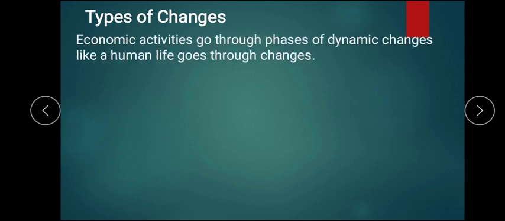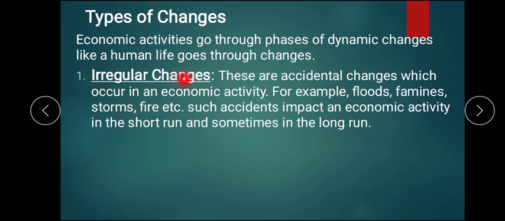Now what are changes? You find that economic activity goes through phases of dynamic changes, like humans go through some changes. We all find there is a fundamental change from when we are a baby child to when we become a teenager. From teenager to adult, there is again a fundamental change happening in our individual life. In the same way, changes are occurring in the economy also. So let's study what changes are happening. The first change is irregular changes.